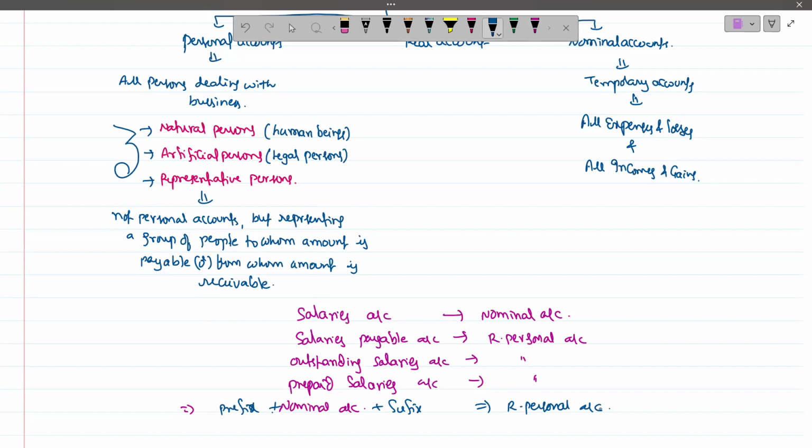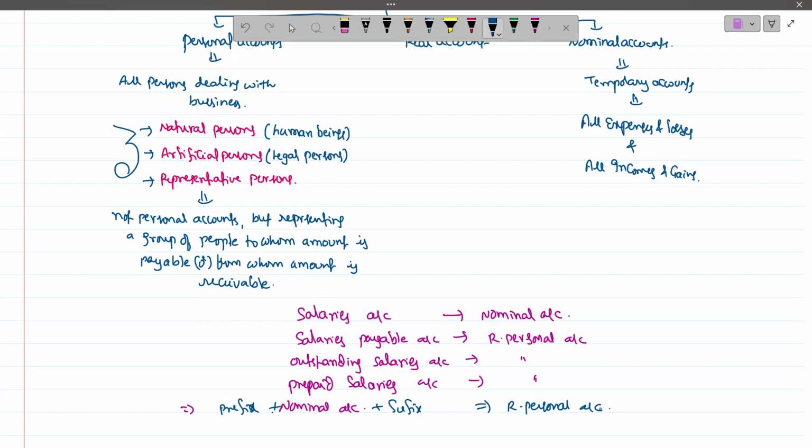So why don't we open the personal accounts in individual names? Why don't we open the accounts in the individual names of the employees or the landlord? Actually, there is a rule. As we discussed, a nominal account is a temporary account. As it is a temporary account, the transaction or exchange is already over.